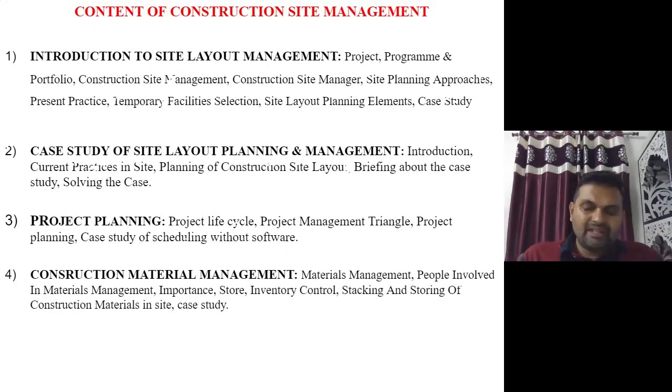In that, we will be taking care of the three P's of our construction industry, then the basic intro of construction site management, the role and responsibilities of a construction manager, and how his approach should be. Then we will move to the main element, that is the site planning approaches. What are the present practices, and how to select the temporary facilities? We will also see the mathematical formula, how exactly we can select the area for the temporary facilities, what the temporary facilities are, all those elements we are going to learn in today's session.